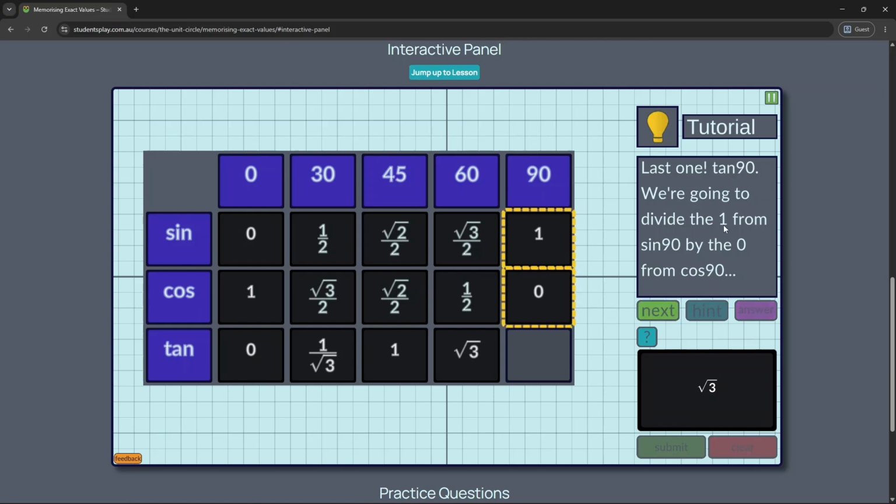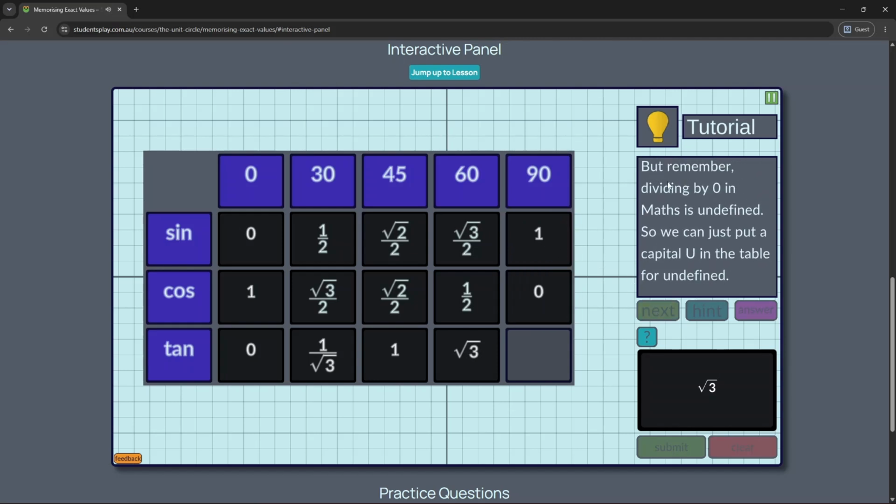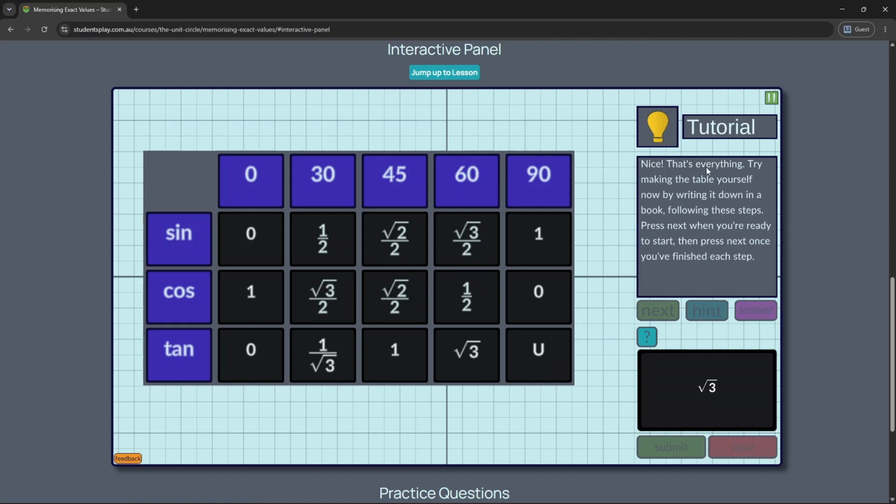We're going to divide the 1 from sine 90 by the 0 from cos 90. Okay, 1 divided by 0. But remember, dividing by 0 in maths is undefined. So we can just put a capital U in the table for undefined. Remember how we said you can divide a pizza into 8 pieces, but you can't divide a pizza into 0 pieces. That doesn't make any sense. So just like that situation, it's also undefined in maths. Nice, that's everything. Try making the table yourself now by writing it down in a book, following these steps.